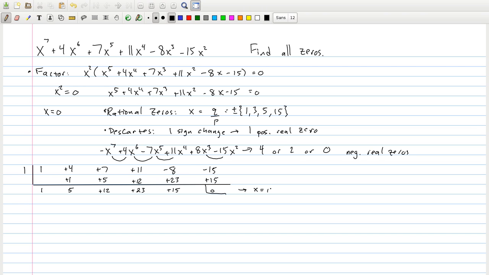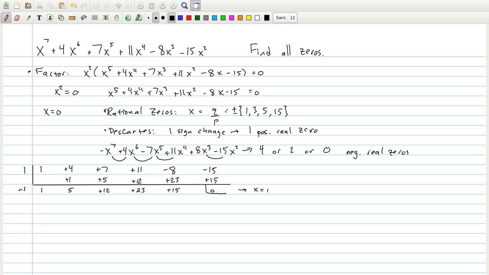Even better, though, we have found a positive real 0, and we know from up above that there is only one positive real 0. So we know that we don't need to bother testing 3 or 5 or 15 or even 1 again. None of those will work. We found the only positive real 0. So now we're going to move on and test the negatives.